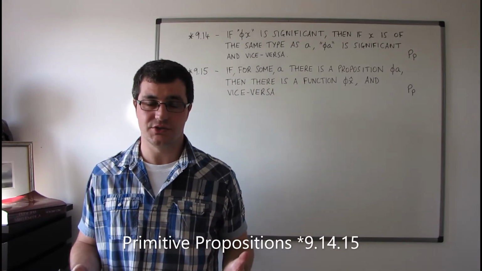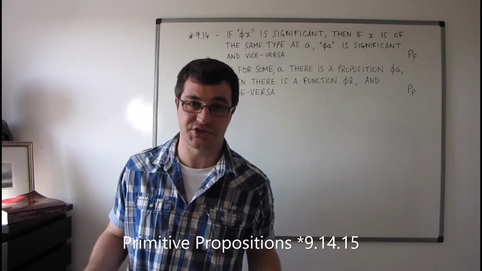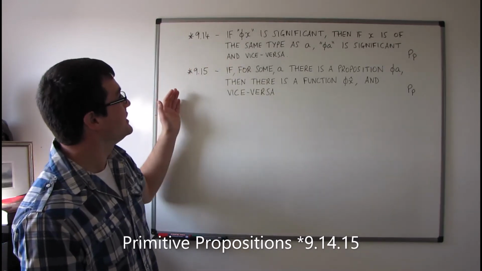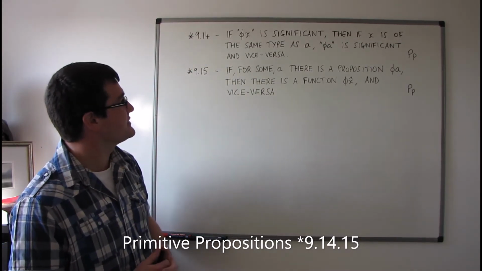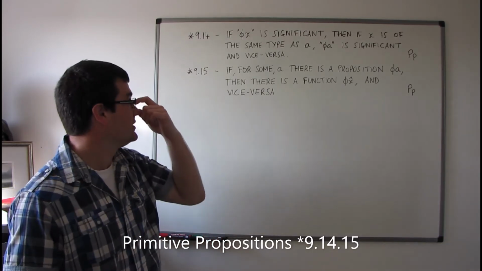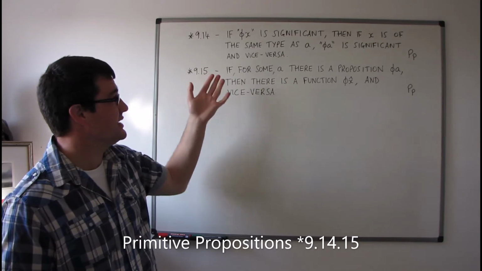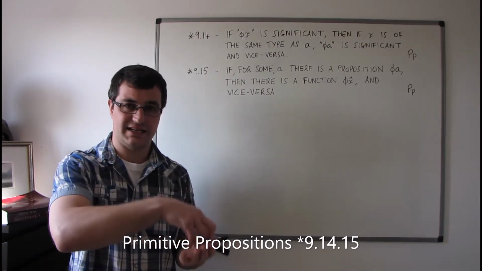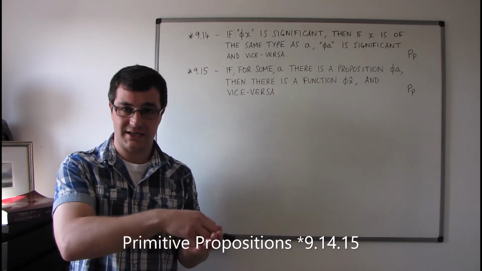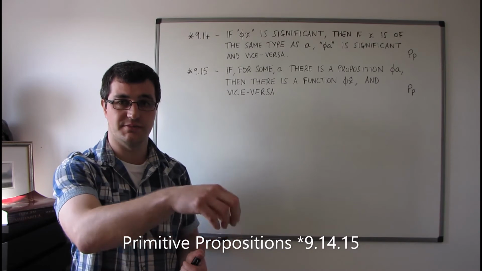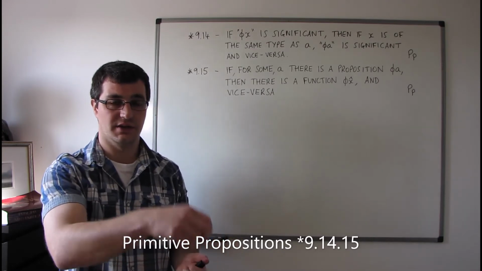Let's have a look at the last two primitive propositions from section 9 then. The first one is 9.14. If phi x is significant, then if x is of the same type as A, phi A is significant and vice versa. So what this is saying is that if my function is valid at a particular value, x, and A is of the same type as x, then my function must also be valid at A as well.